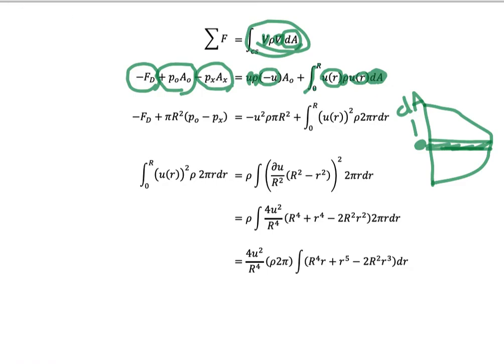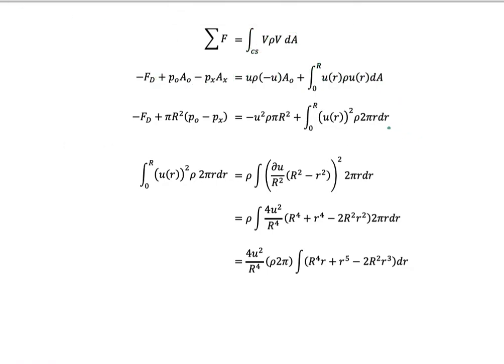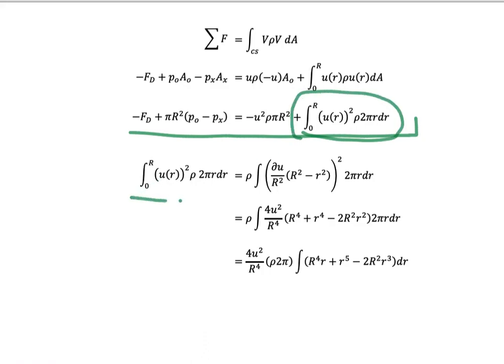Okay, and then we substitute this one, which means we try to simplify everything. So we have this term, and then we need to solve this one. In this part, maybe I solve this one first. This is the integral of ur square rho 2 pi r dr. The ur square here is actually this term, and then I could simplify this one.